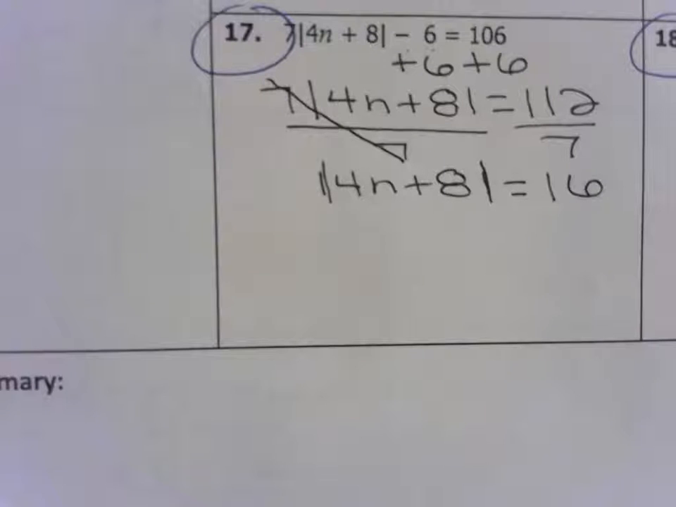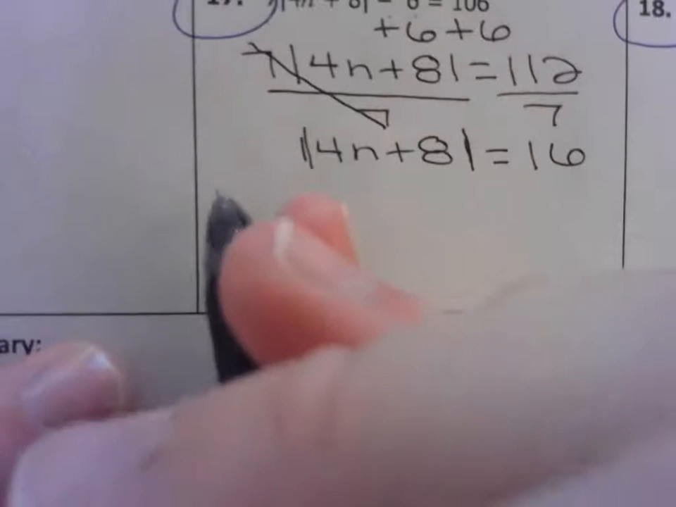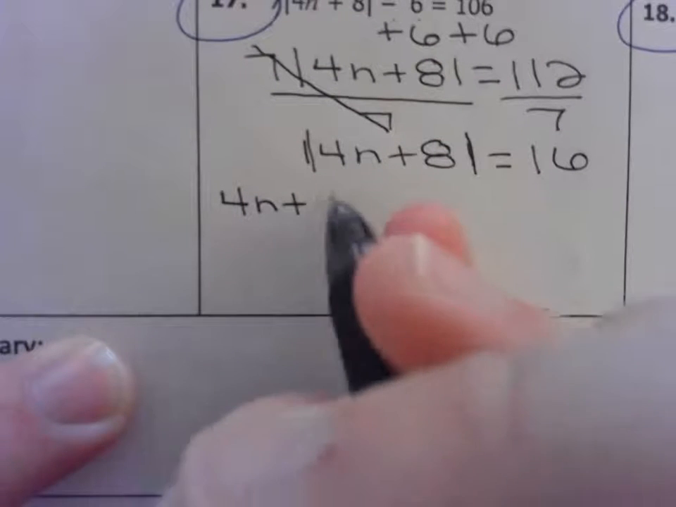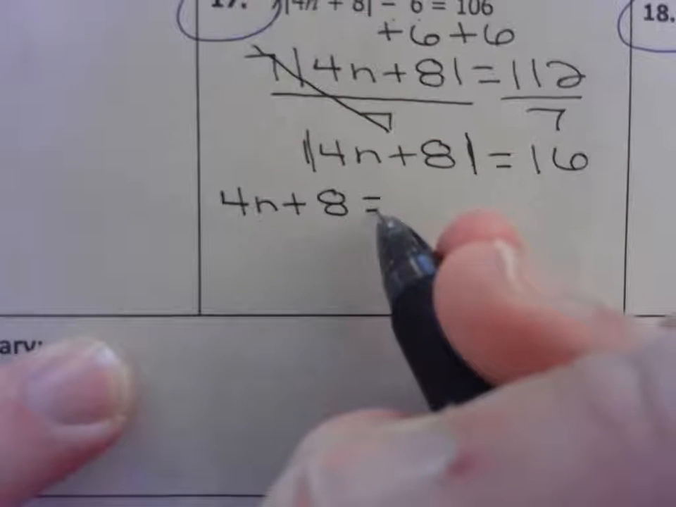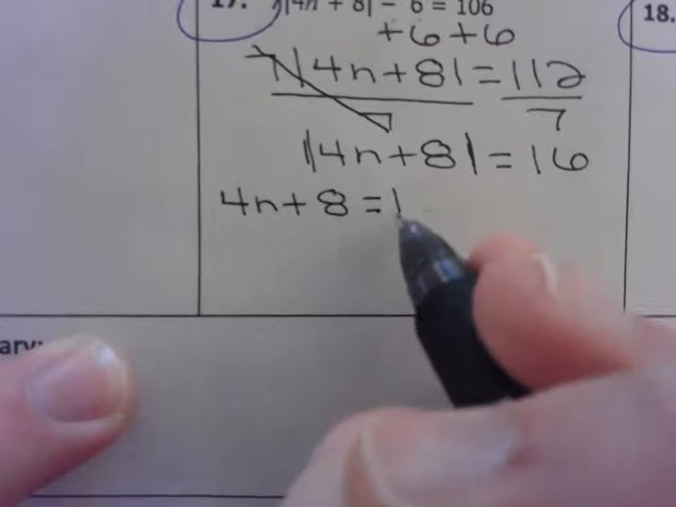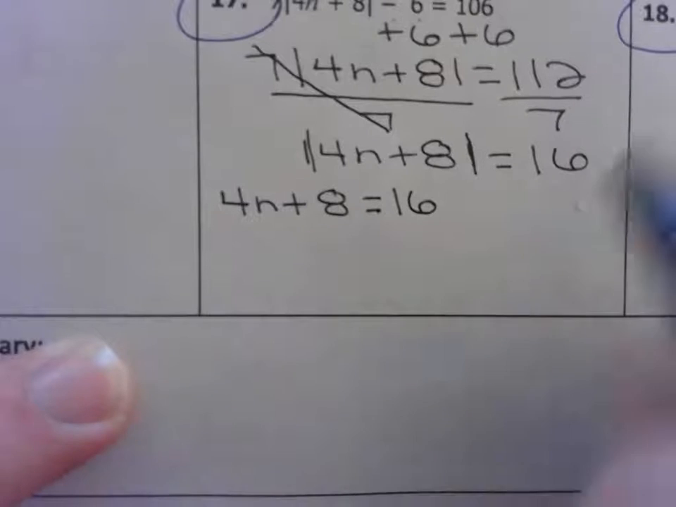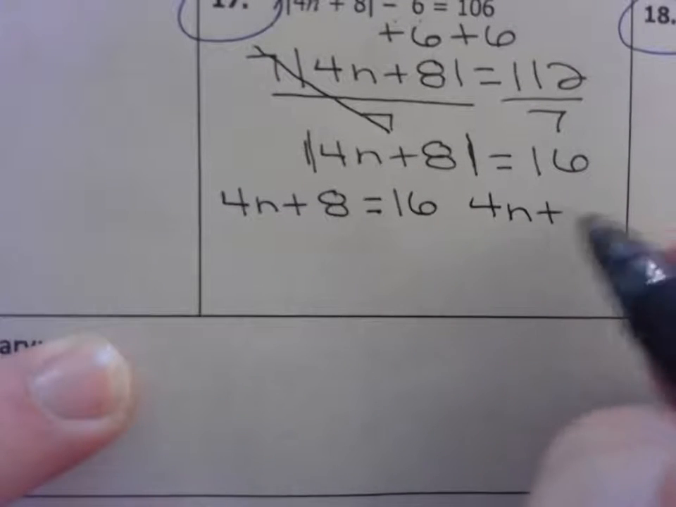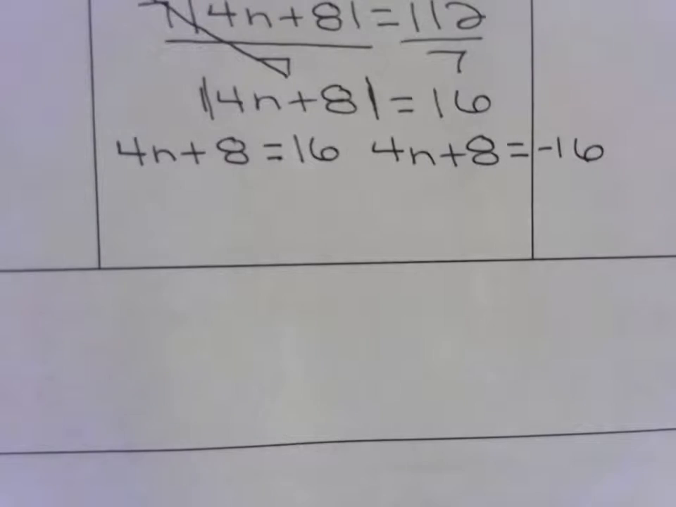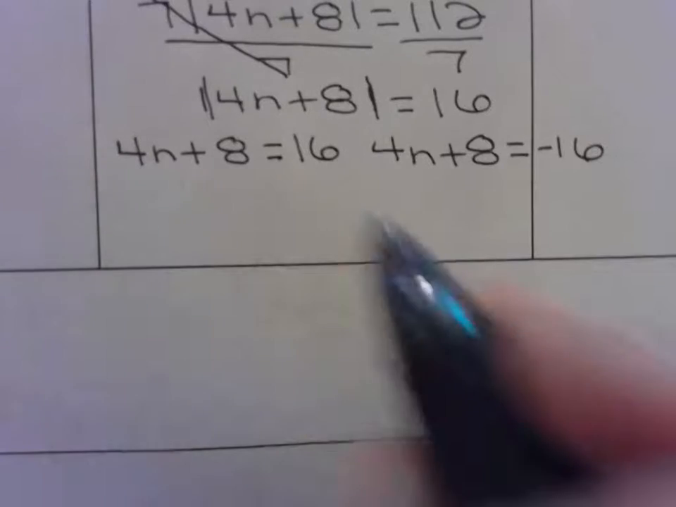Now, there's no numbers outside the absolute value. It is isolated, so what do we do? You split it up. Take 4n plus 8 equals positive 16, and you lose the absolute value because you're making your two equations. And then 4n plus 8 is equal to negative 16. So split it into equal to a positive and a negative. That's when you lose your absolute value. And then solve those two equations like you know how to do.